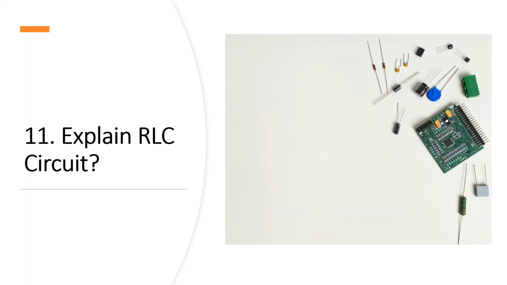Explain RLC circuit. An RLC circuit is an electrical circuit consisting of a resistor R, an inductor L, and a capacitor C linked in parallel. This circuit is known as a second order circuit, as any electrical energy or current in the circuit can be described by a second order differential equation.